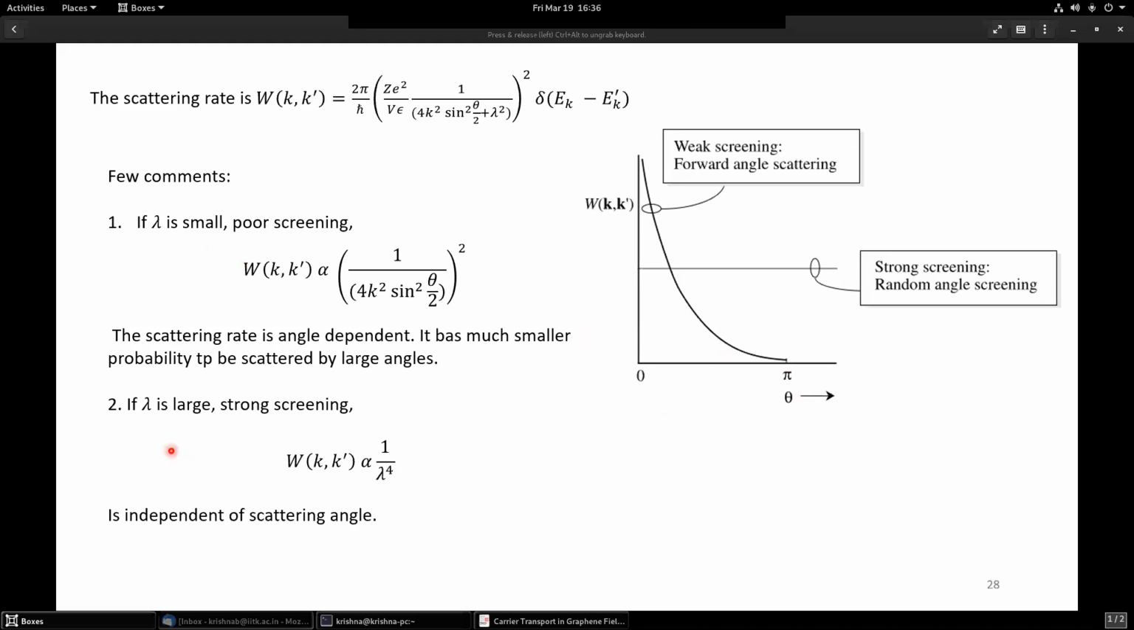When you have a very large screening, that is when lambda is extremely large, obviously you can see this lambda squared will dominate the sine squared. Under such situations, the scattering rate is proportional to 1 by lambda to the power 4, which is a constant, right? It depends upon the material. So when you have strong screening, it is not angle dependent. It is not dependent on k. It just depends upon the material parameters. So when you have strong screening, the scattering rate is a constant. When you have weak screening, you have maximum probability to be scattered along the direction in which the electron moves. So it's easy to see that its momentum coherence times will be large, right? Basically, if you have poor screening, the electrons most probably will move in a straight line in comparison to the other case.